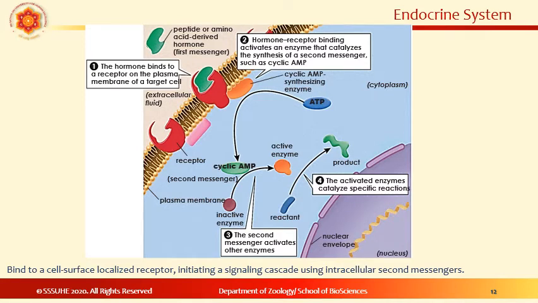The function of a protein hormone is shown here. In step 1, the hormone binds to the receptor at the plasma membrane of the target cell. In the second step, the hormone binding to its receptor activates the enzyme that catalyzes the synthesis of secondary messengers such as cyclic AMP. Now, this activated cyclic AMP then catalyzes a specific reaction. Here the amplification takes place. The secondary messenger activates other enzymes, and thereby the hormonal action is mediated.